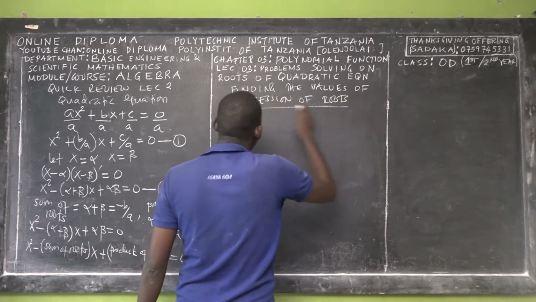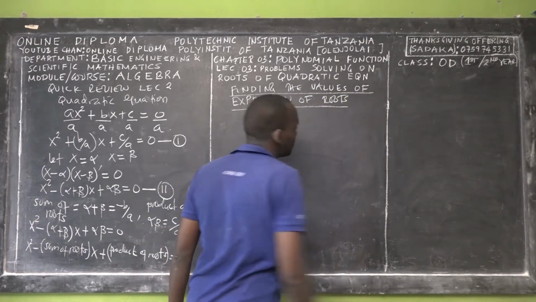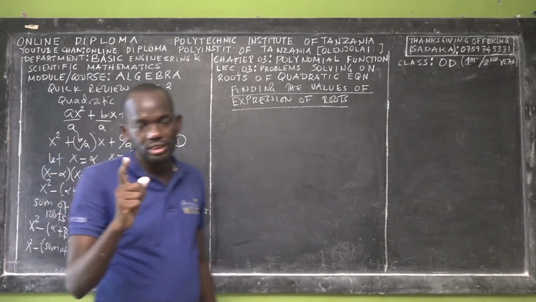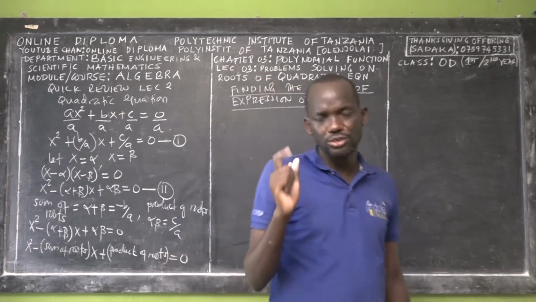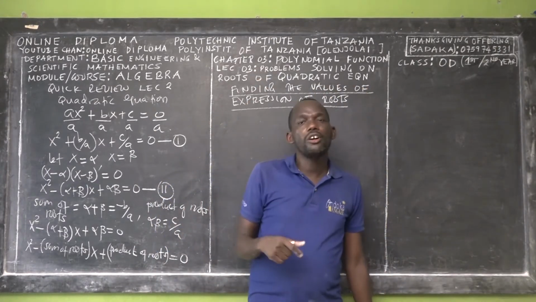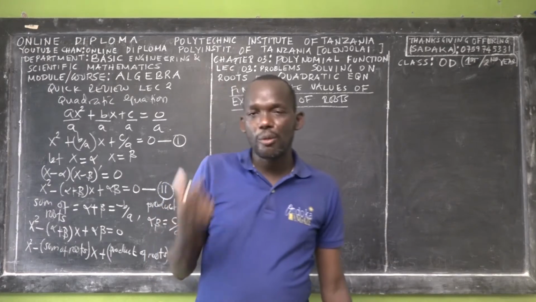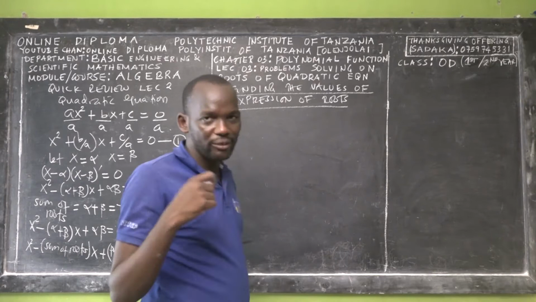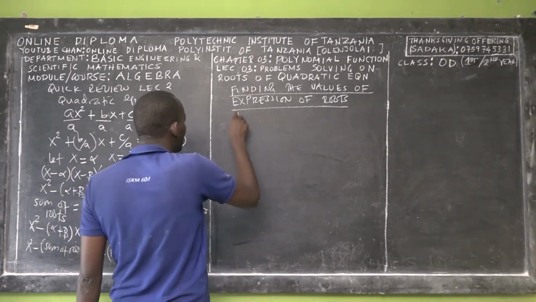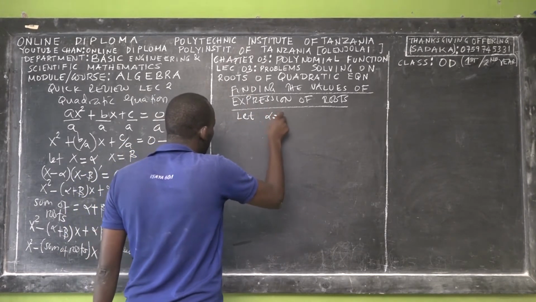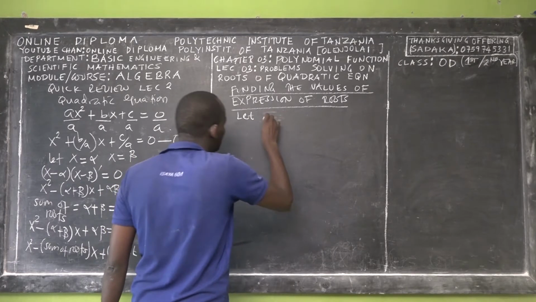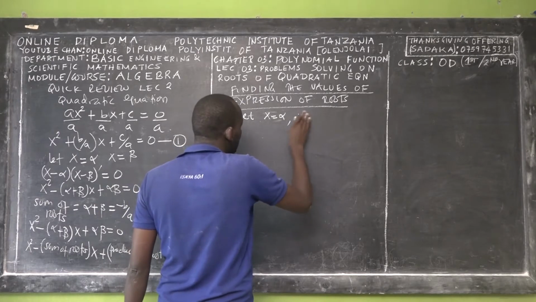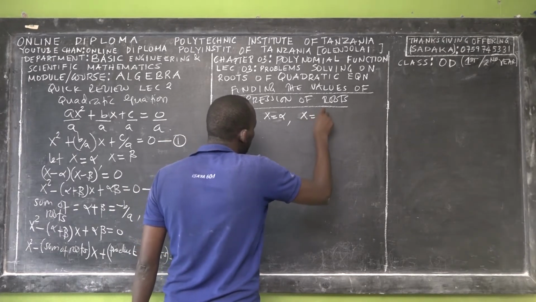Any quadratic function, or any quadratic equation, has two roots, either equal roots, distinct roots or complex roots. So we remember that we used to say, let x be equal to alpha, and let another x also be equal to beta.